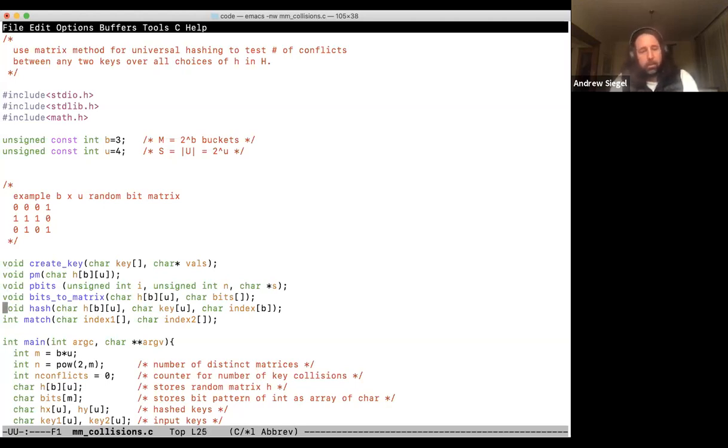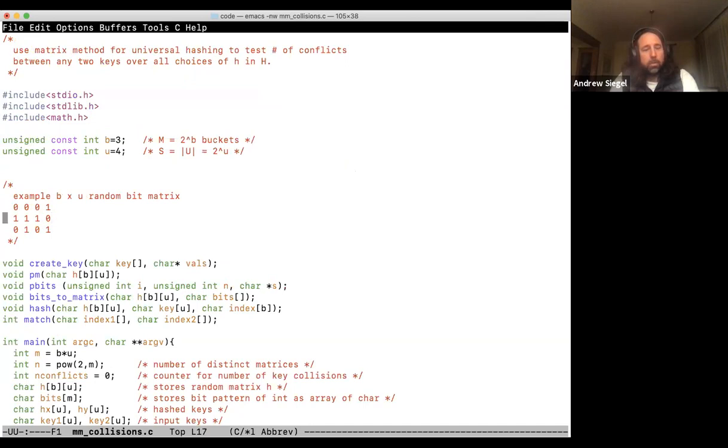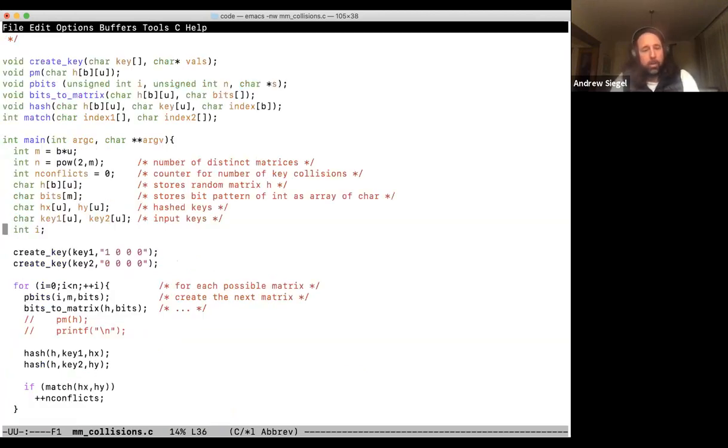There's a little bit of pushing bits around in the program, but the idea is simple. Hopefully I commented it. The number of distinct matrices is going to be 2 to the B times U, so there are 2 to the 12th. That's important to realize. Those are the little h's in our universal family, big H. There are 2 to the 12th little h's, so we want to look at all of them, because that's going to give meaning to the idea of a probability of a hash conflict.